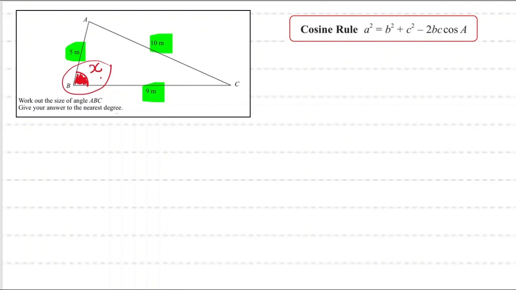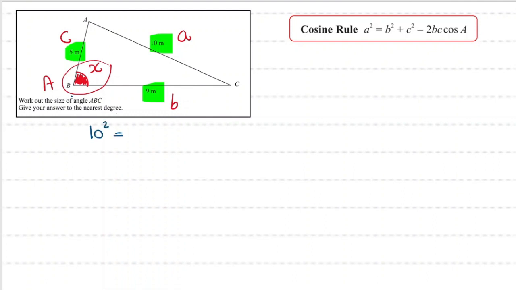We know that the angle in the question always represents the capital letter A in the formula. So we write capital letter A for the angle X. And the side opposite angle A represents lowercase a, and the other two sides in any order represent the letters B and C.